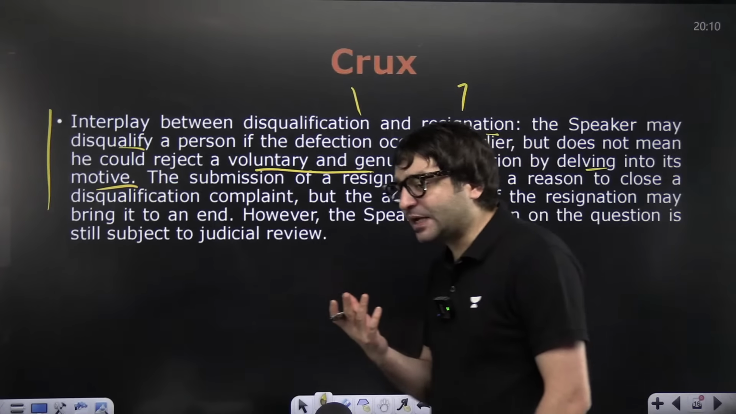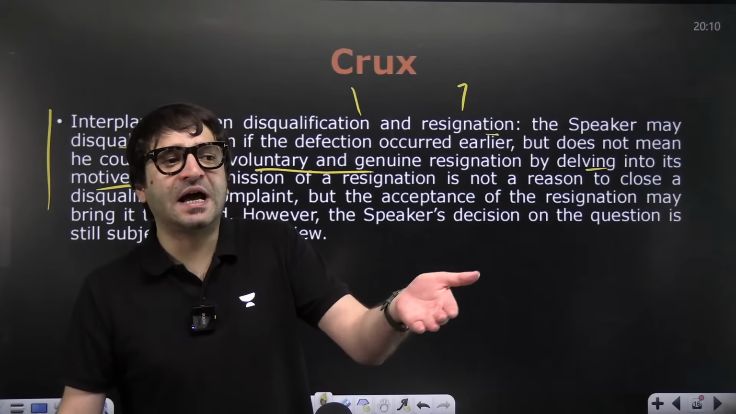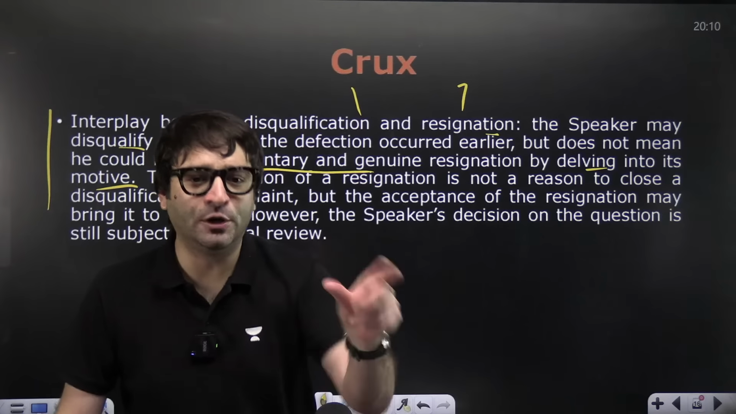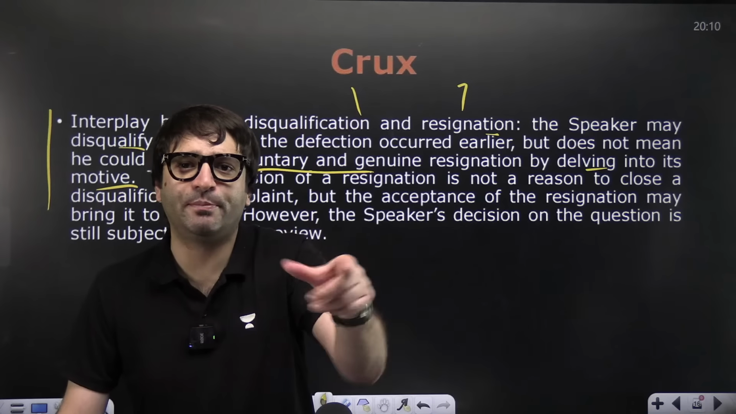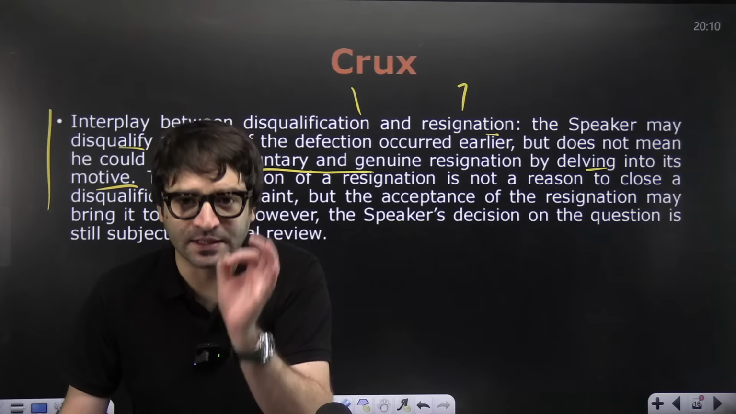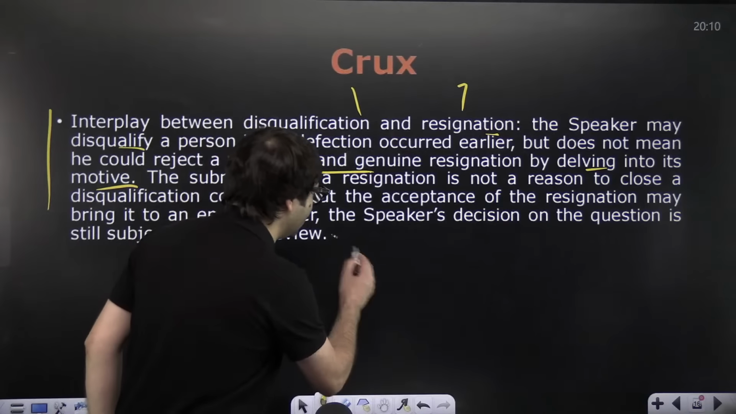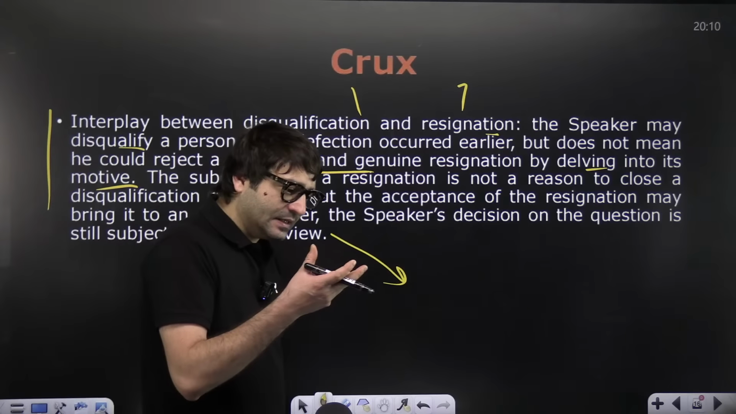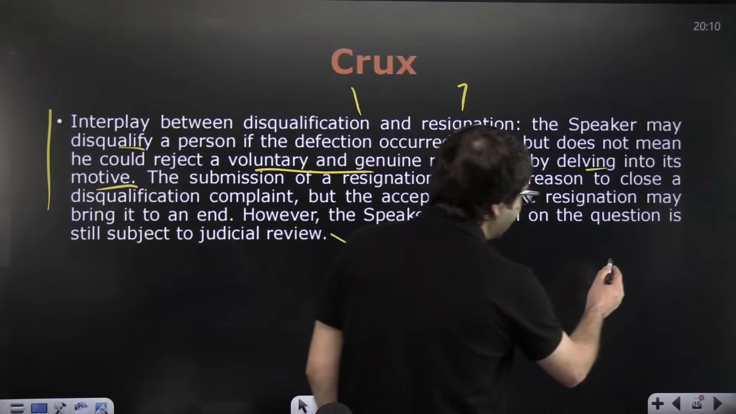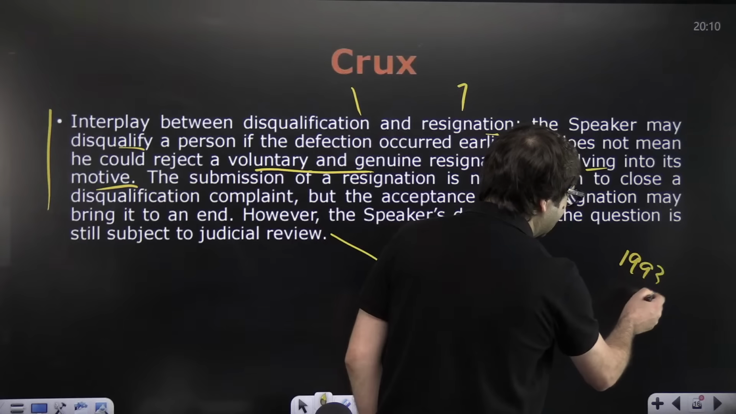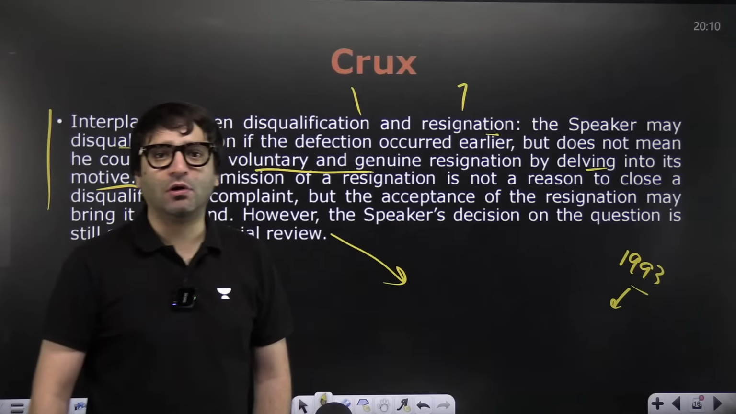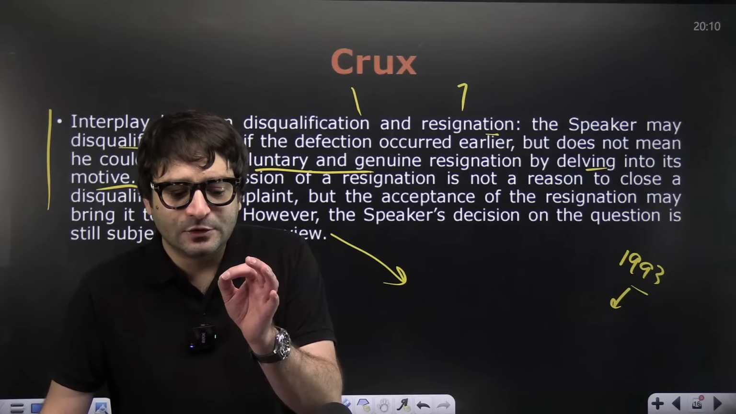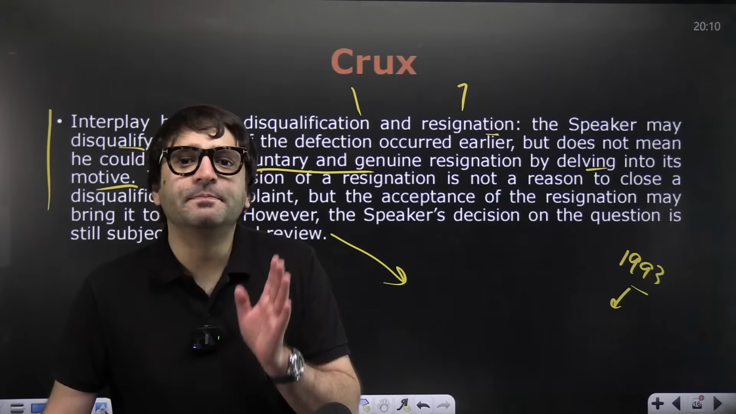And what if the speaker says, no, since I have accepted your resignation, I will not proceed against you under anti-defection law, because what's the point? This decision of the speaker is subject to judicial review. And the Supreme Court has categorically stated in a 1993 judgment that I will cite later, Kihoto Hollohan v. Zachillhu, 1993, that judicial review is part of the basic structure.